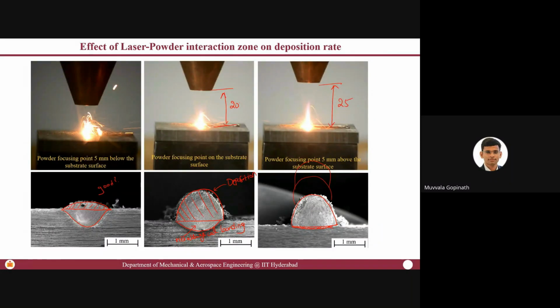Now, is this good? That we haven't answered. Which one of them is good? Yes, this is definitely good for additive manufacturing, right? But what about this one? And what about this one? That is what we will try to see a little bit, because that will tell you how to control the entire process.